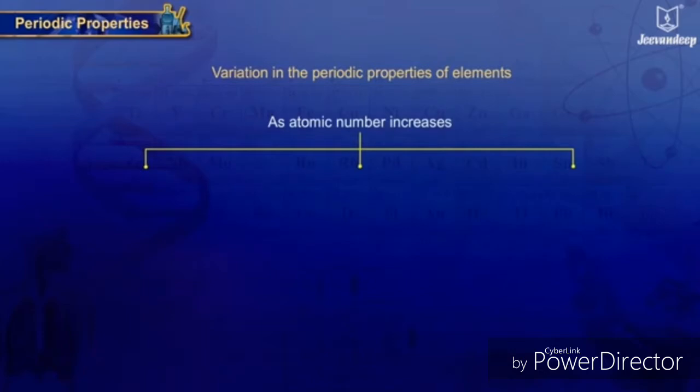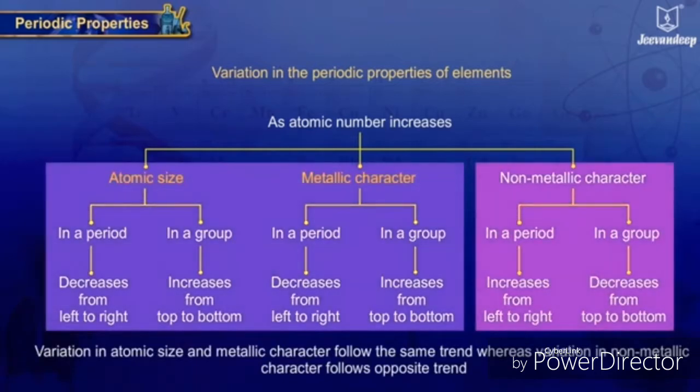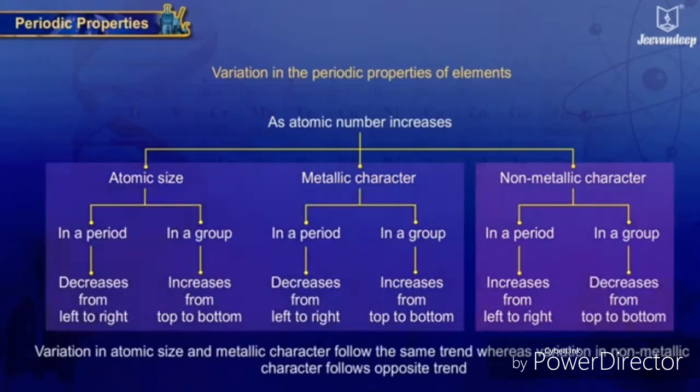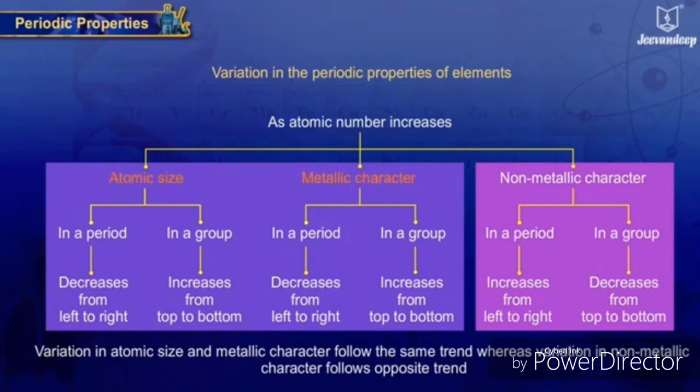Look at the following diagram, which shows that by increasing atomic number in periods, we find that electronegativity and non-metallic property increase, but atomic size and metallic property decrease. We find the opposite in groups. By increasing atomic number, the atomic size and the metallic property increase, but electronegativity and non-metallic property decrease.